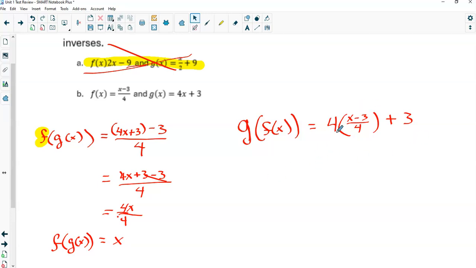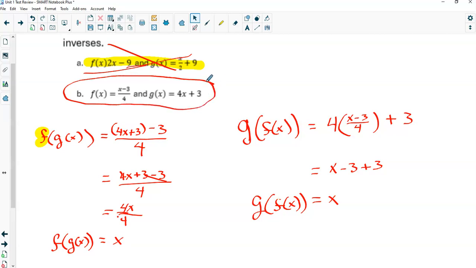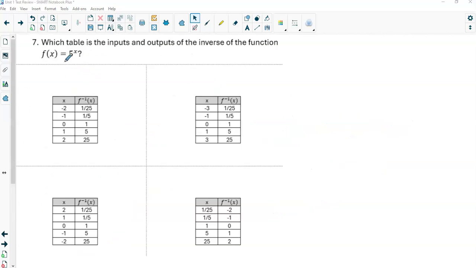I'm going to solve that. Notice this 4 cancels, so it gives me x minus 3 plus 3. That means negative 3 plus 3 cancels. That equals x. So g of f of x equals x. Therefore, these two are inverses of each other. Okay? So let's move back to number 7.